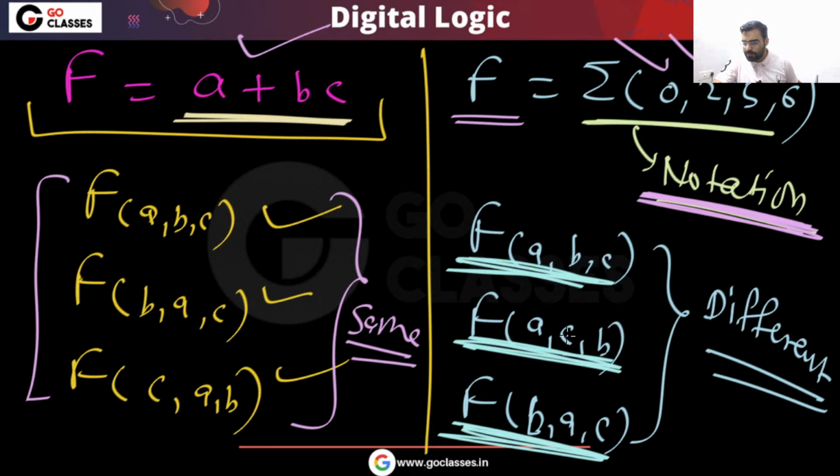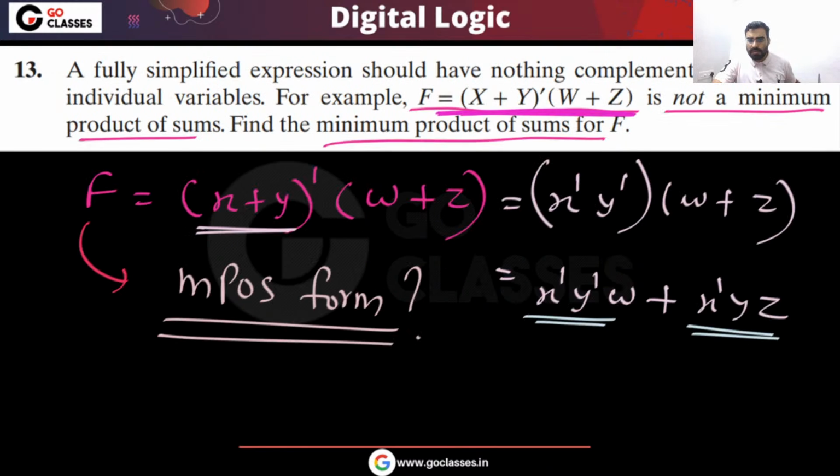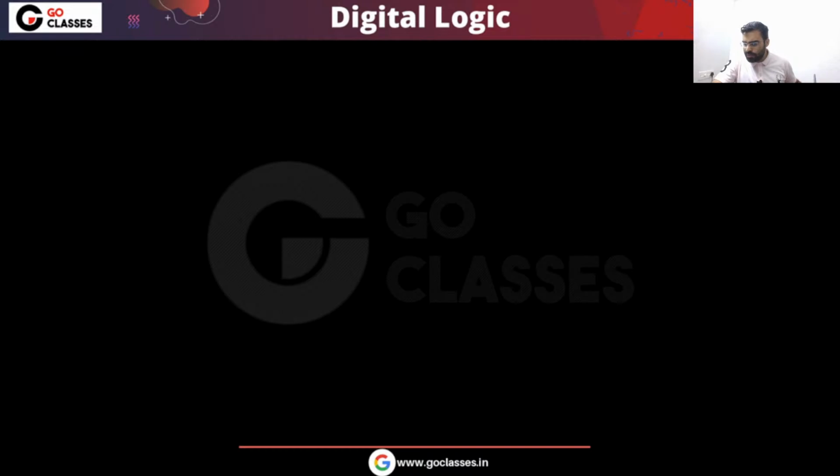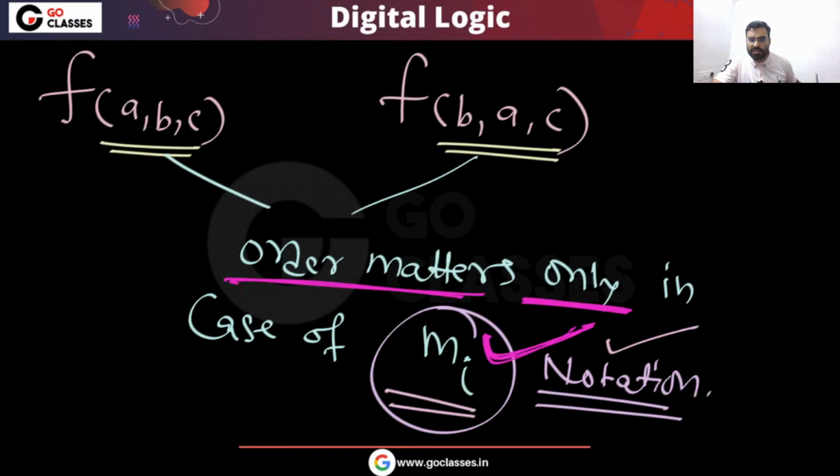Please let me know if anyone has any doubt. Is it clear? Is this point clear, when this order matters and when it does not matter? So this order matters only in case of this notation, this minterm notation. In this notation, this order matters.